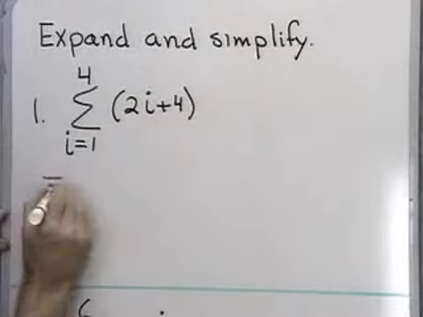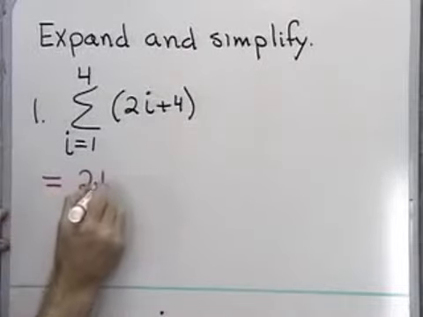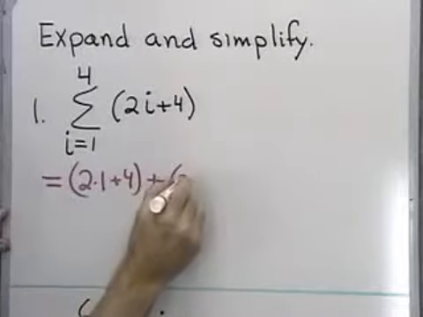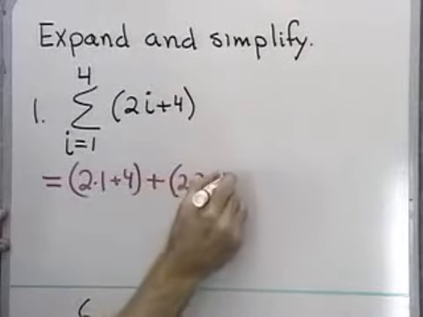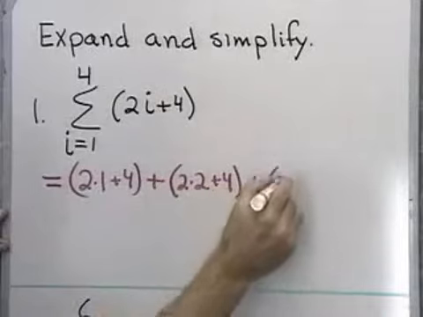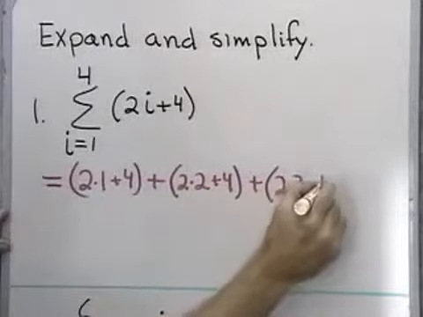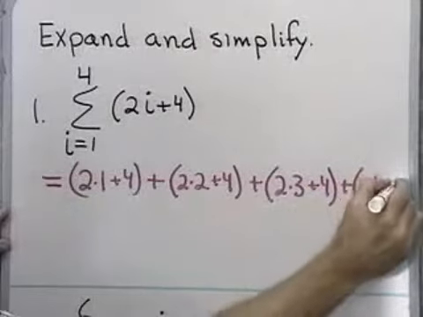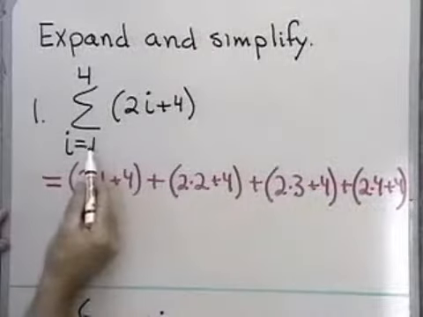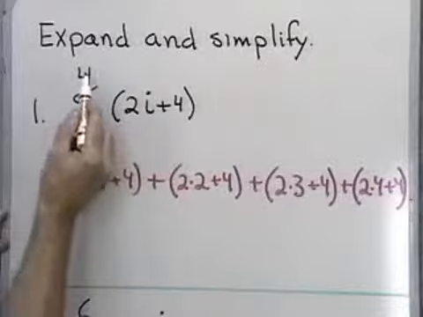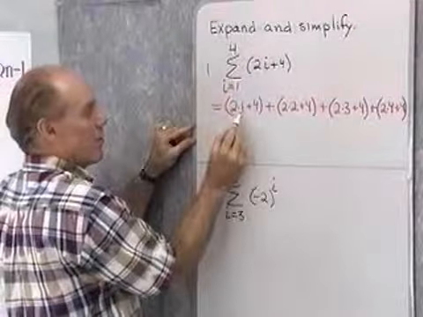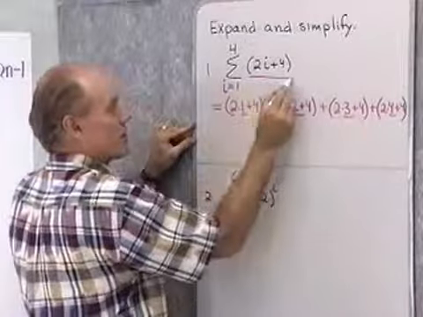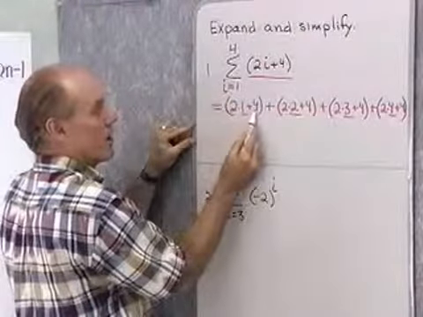So what it looks like then is this. 2 times 1 plus 4, plus 2 times 2 plus 4, plus 2 times 3 plus 4, plus 2 times 4 plus 4. So I use all the integers in order, starting with 1 and ending at 4. So here's i equal 1, 2, 3, 4 in this formula right here, 2i plus 4.